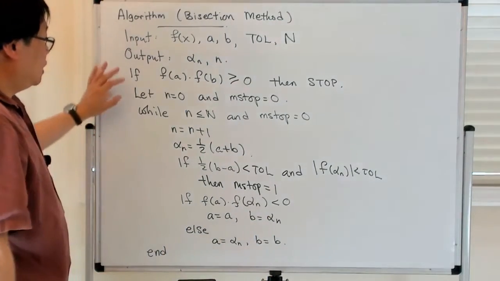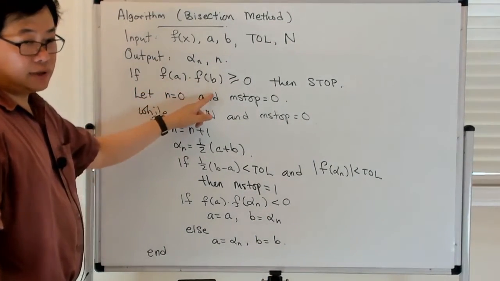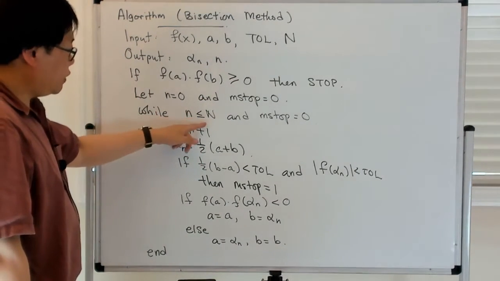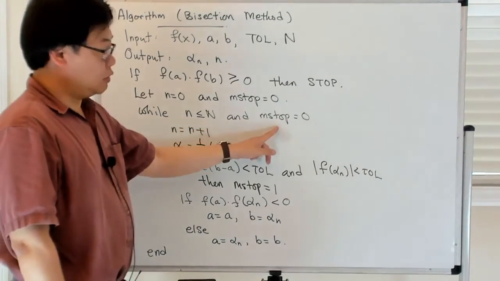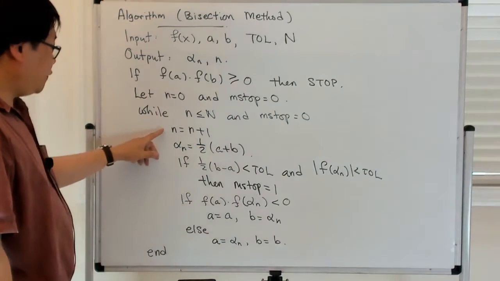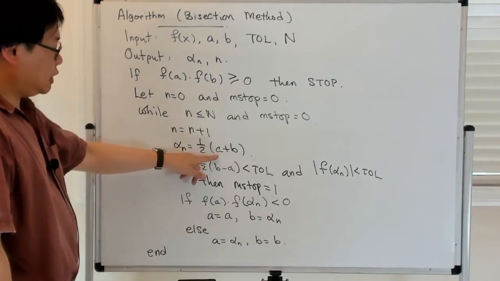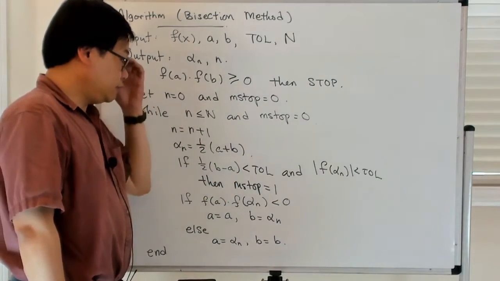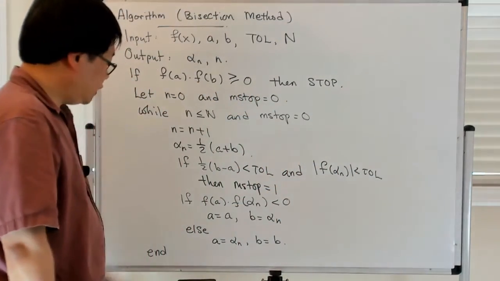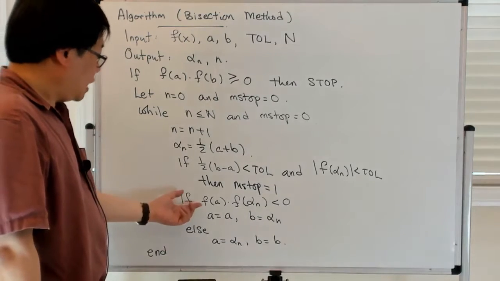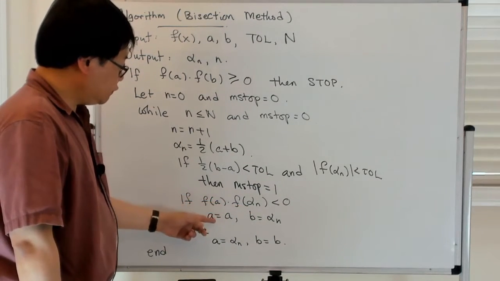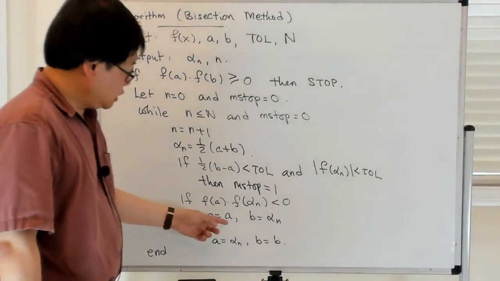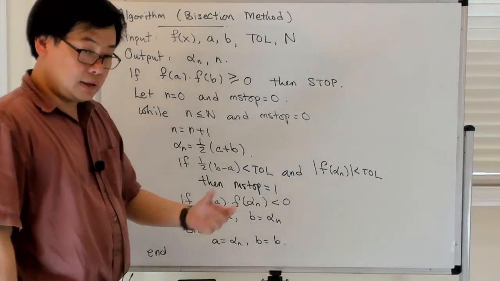It's very, very simple. It first checks that the initial interval satisfies the condition that the function changes sign over that interval. And then if it does, it checks whether you've maxed out the number of iterations or satisfied the stopping criterion. If you haven't, it increments the number of iterations, computes the midpoint, and checks the stopping criterion, which is whether the absolute error is small enough or the residual error is small enough. If it is, it flags to terminate. Otherwise, it checks which of the intervals, either a to alpha n or alpha n to b, contains the root, and updates the subinterval accordingly.